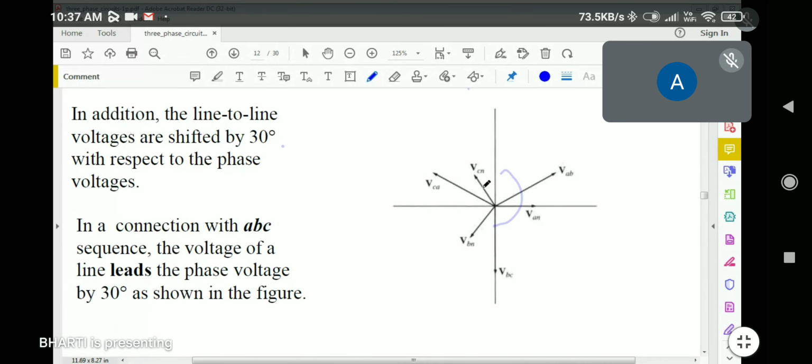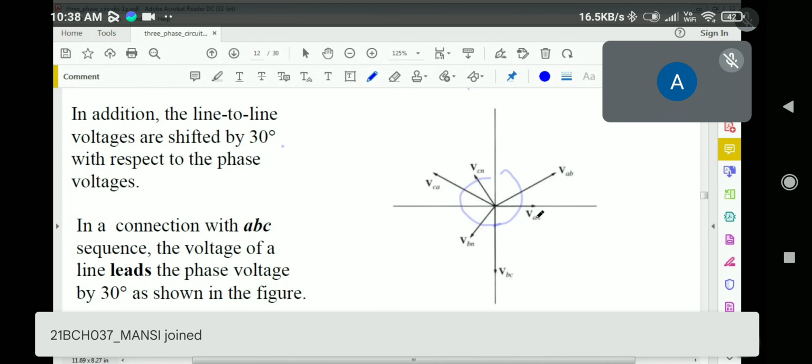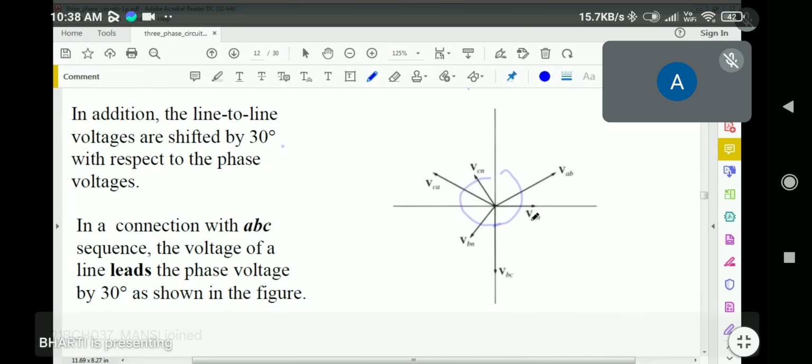ये और ये तीन देखो आप. दिस इज वी ए बी. VBC is 120 apart. VCA is 120 apart. Clear? Now coming to the, this was about these between the lines. Okay. Now coming with the phases, with the neutral, we can say.